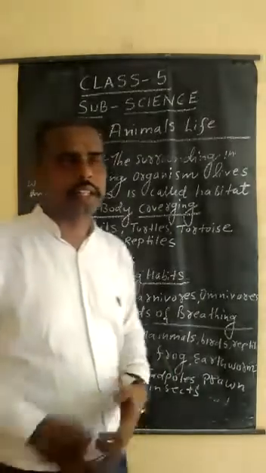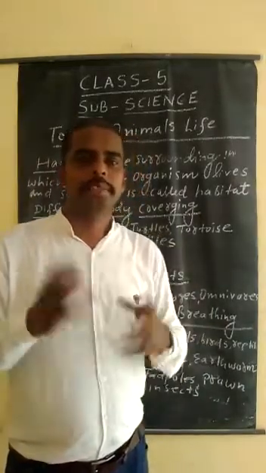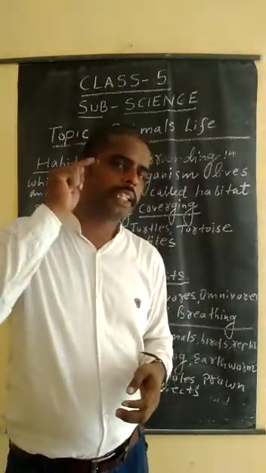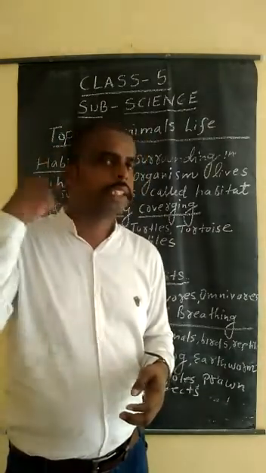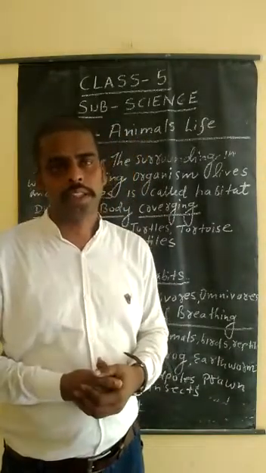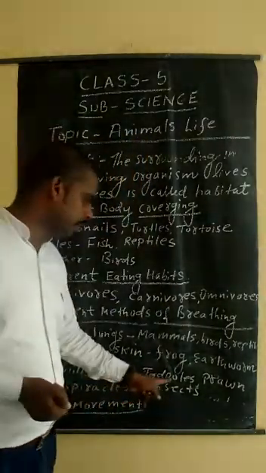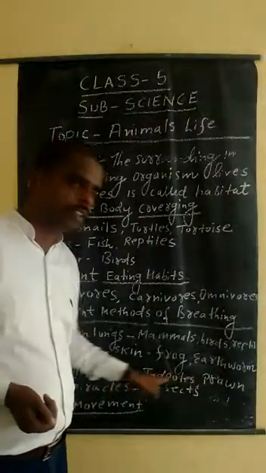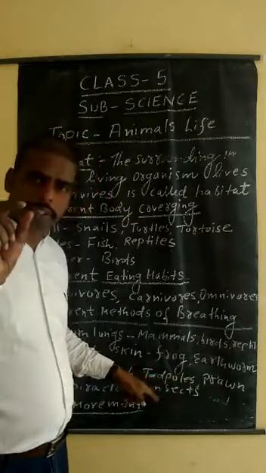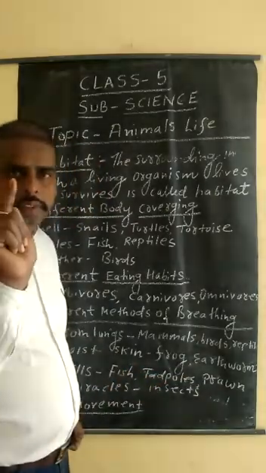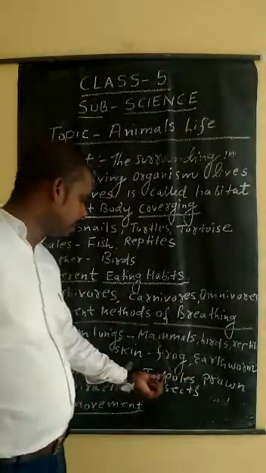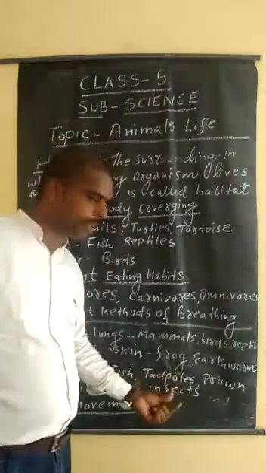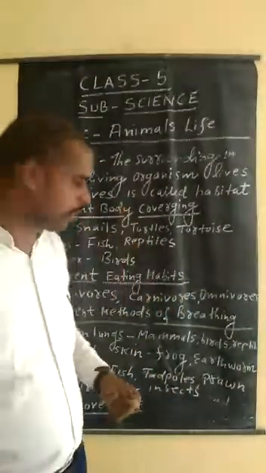And gills: fish, tadpoles, and prawns take breath through their gills. If you lift the scales of a fish, you see a red color of gills. Gills help for the survival of the fish, tadpoles, and prawns. These are watery animals. When the frog lays eggs, and tiny organisms come outside, they are known as tadpoles. And when these tadpoles grow large, they become frogs.